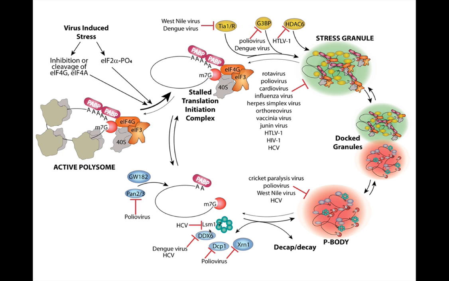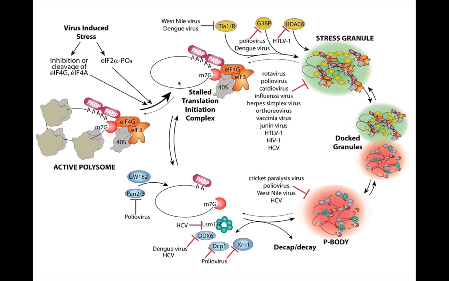Now, there are serious consequences of translational inhibition that go beyond what we have talked about so far. So let's say we have a cell which is making proteins. It gets infected by a virus. Now, here's our circular polysome. It's got ribosomes translating a circular mRNA. A virus infects the cell. The cell responds by phosphorylating EIF2, or the virus cleaves, say, 4G, and this inhibits translation. So now we have what we call stalled translation initiation complexes, because these mechanisms mainly act at the level of initiation.